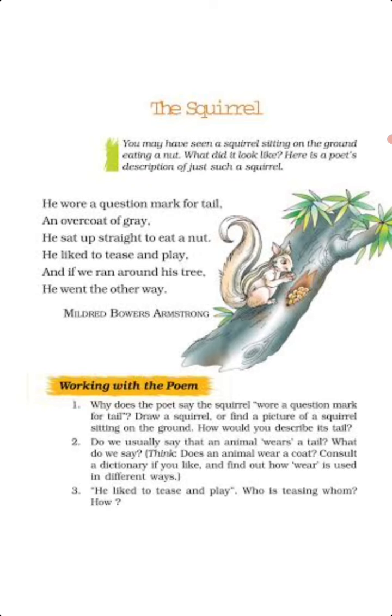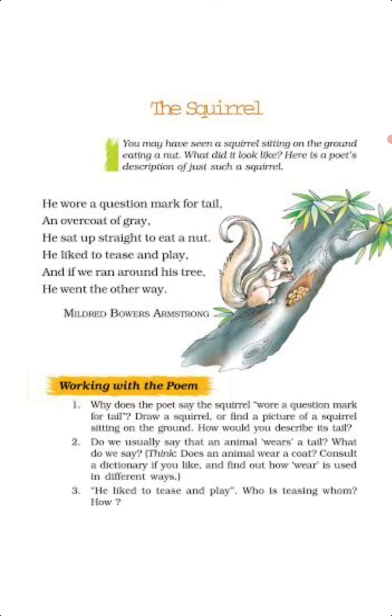And a squirrel is a funny little animal that likes to play with human beings, and he likes to tease and play. So the squirrel is a very funny little animal that likes to play with human beings. If a human being ran around his tree, the squirrel wouldn't be frightened.